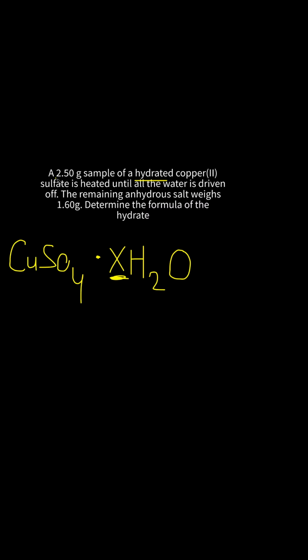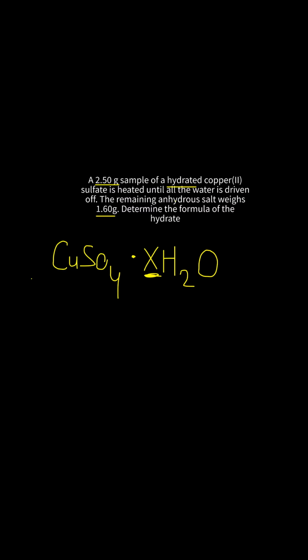Now, we originally started out with 2.5 grams of this, and after we evaporated all the water from it, it has a mass of 1.6 grams. So therefore, notice how if I subtract these two values, I get 0.90 grams. And this tells me the mass of, well, the water.